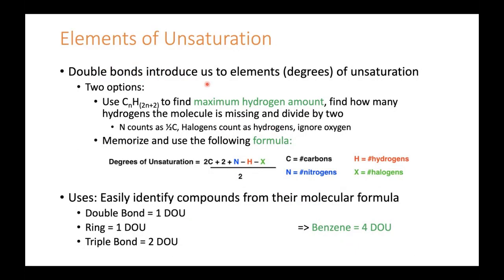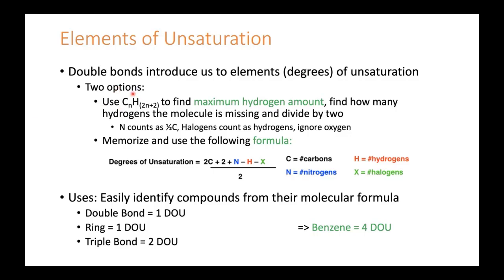All right, elements of unsaturation. This isn't super critical for your exam. I know they probably touched on it. The only thing I can see it helping you with on your exam is if they gave you a chemical compound and asked you to choose what it could be. This is a shortcut to find out which structures are valid. Double bonds introduce elements, or degrees, of unsaturation, where we're losing hydrogens from our ideal amount because of the presence of a double bond.